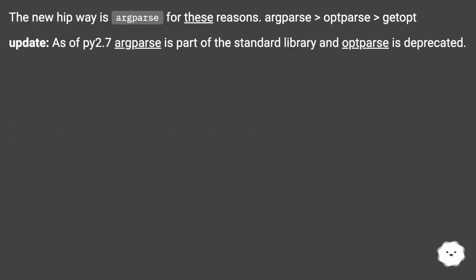The new hip way is argparse for these reasons. Argparse is greater than optparse is greater than getopt. Update, as of Python 2.7 argparse is part of the standard library and optparse is deprecated.